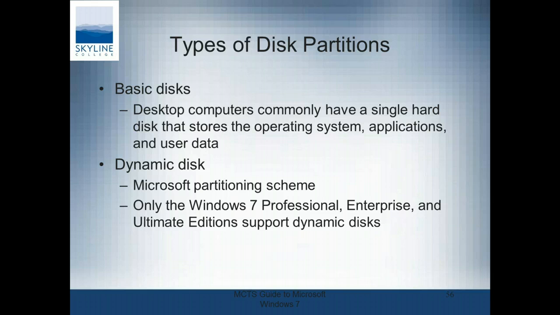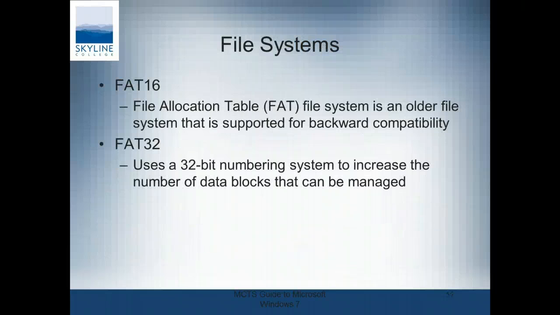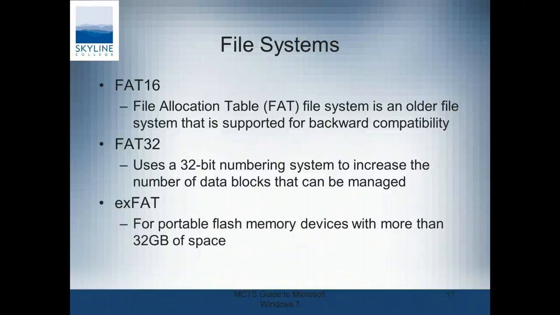Basic disks and dynamic disks. When we talk about disks, there are two types. Basic disks we start out with. Dynamic disk allows the really clever stuff to happen, like you have to convert it so that you can do RAID, for instance. File systems, FAT16, FAT32, exFAT. exFAT is something that was added that is essentially FAT32.